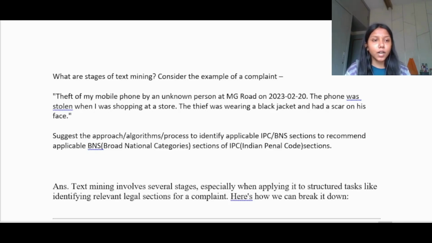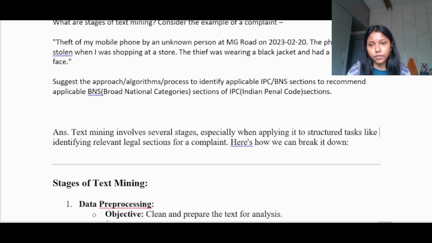The question number 1 that we have is, what are the stages of text mining? Consider the example of a complaint: theft of my mobile phone by an unknown person at MG Road on 2023 to 20, that is 20th February 2023. The phone was stolen when I was shopping at a store. The thief was wearing a black jacket and had a scar on his face.